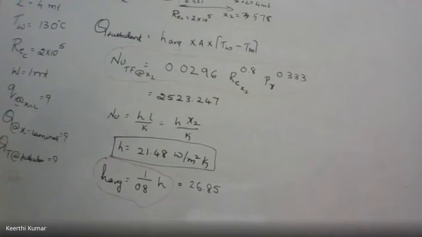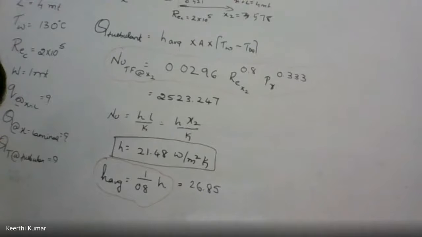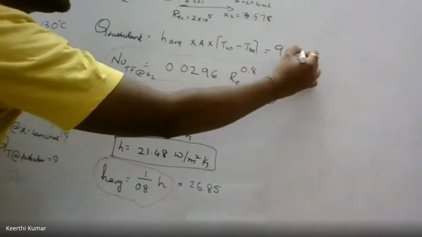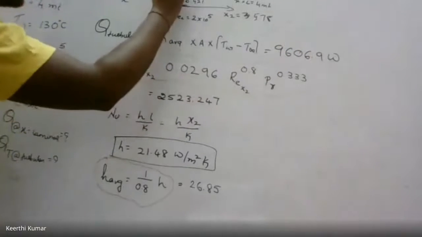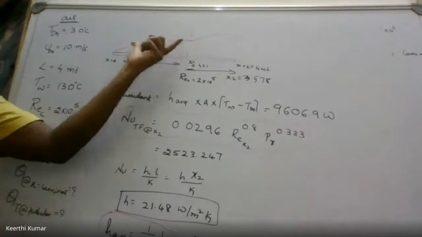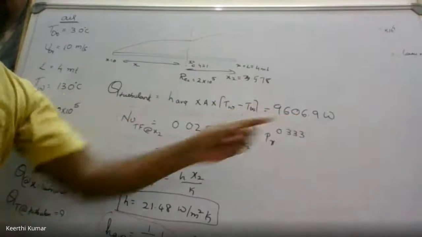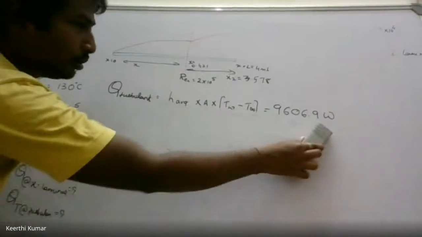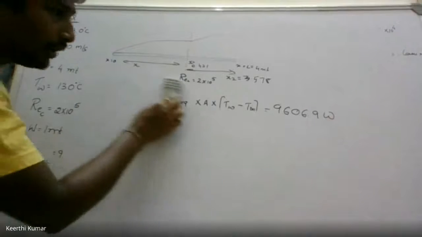Anyone? So 9606.9. Okay, 9606.9 watts. That's also fine. See here, from here to here, so much heat is transferring. Below this, only 800 watts. In the laminar region, Q is only 800, but here Q is 9600 something. So both the unknowns are cleared now. Q for laminar flow and Q for turbulent flow we have addressed.